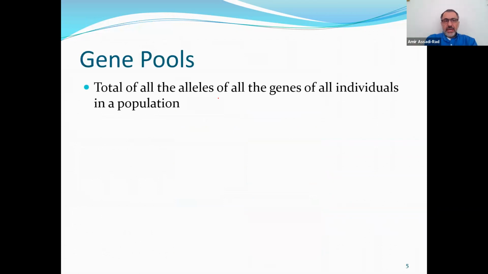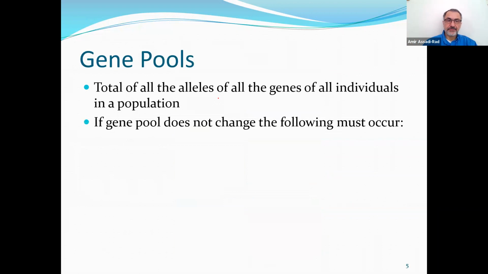So gene pool: the definition of gene pool is the total of all of the alleles of all of the genes of all of the individuals in a population. So in a classroom, we have a gene pool. City of Stockton, we have a gene pool. State of California, we have a gene pool. The bigger the population becomes, the bigger the gene pool becomes.